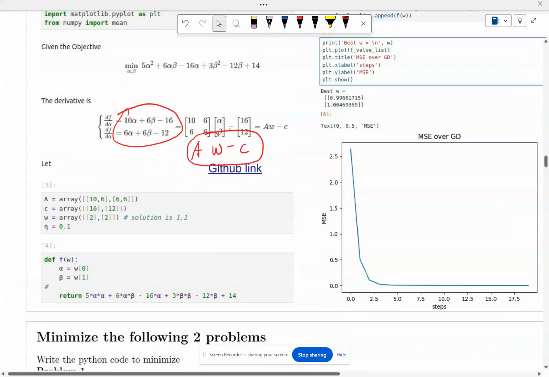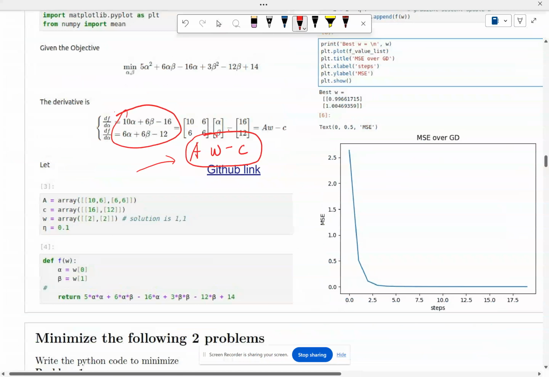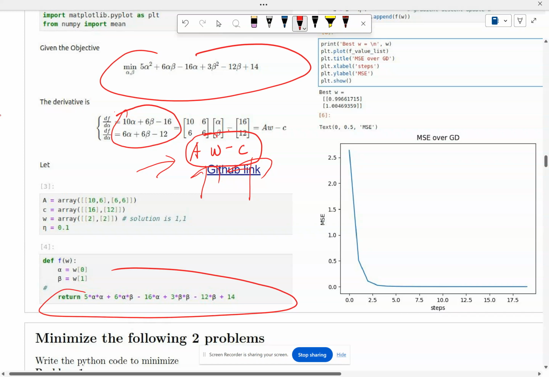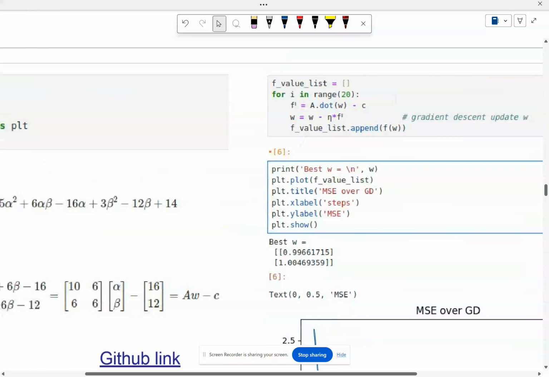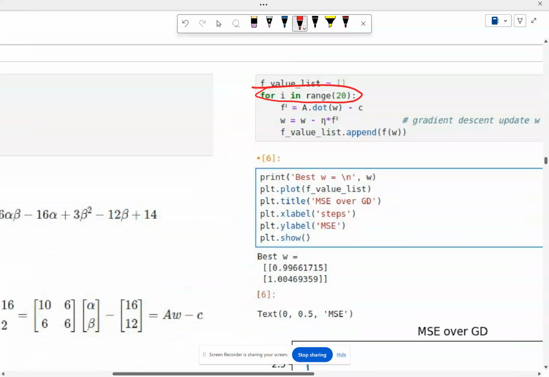Okay, so let's say I define some kind of A, W, and C. So A, C, W, and eta. Eta is the step size. And the function was simply, copy the function here. So I define the function. Now, if I'm trying to minimize this function, I have to run it in a loop. Notice I ran this in a loop.